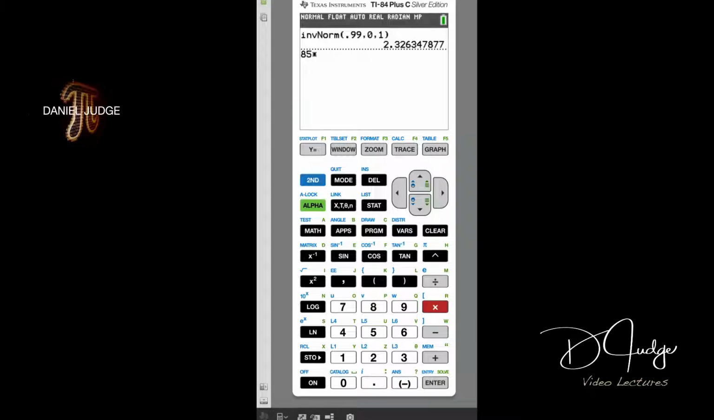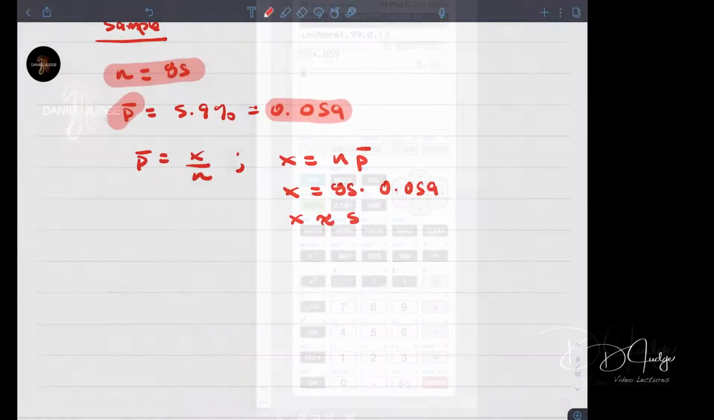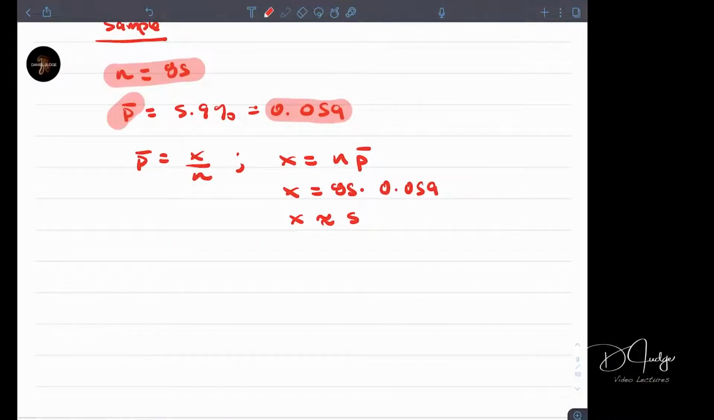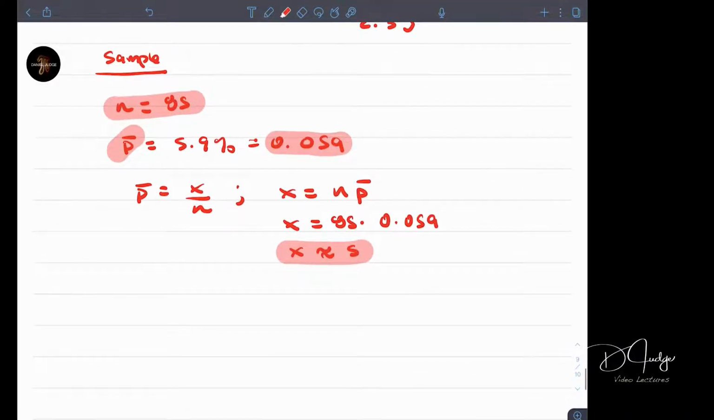85 times 0.059, that's going to be approximately 5. Okay? So we're going to use that value for the TI calculator. That's something that sometimes pops up because they gave you the sample proportion instead. So when you bring up the TI now, notice what happens in your TI. We're good to go.